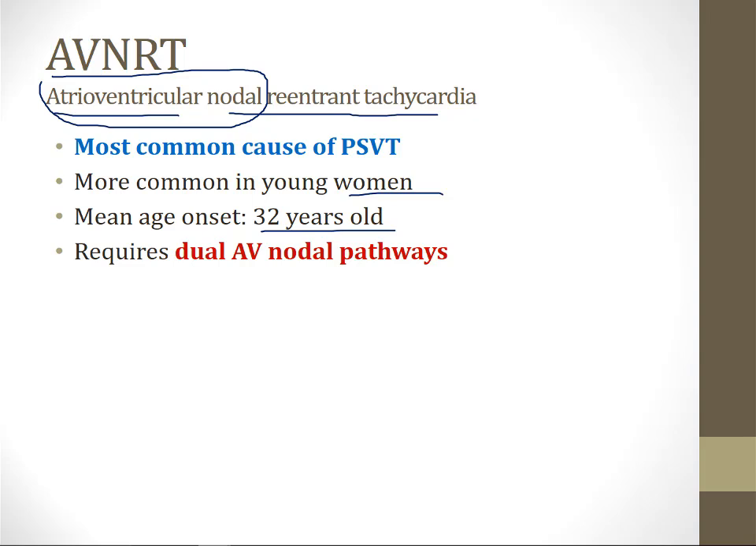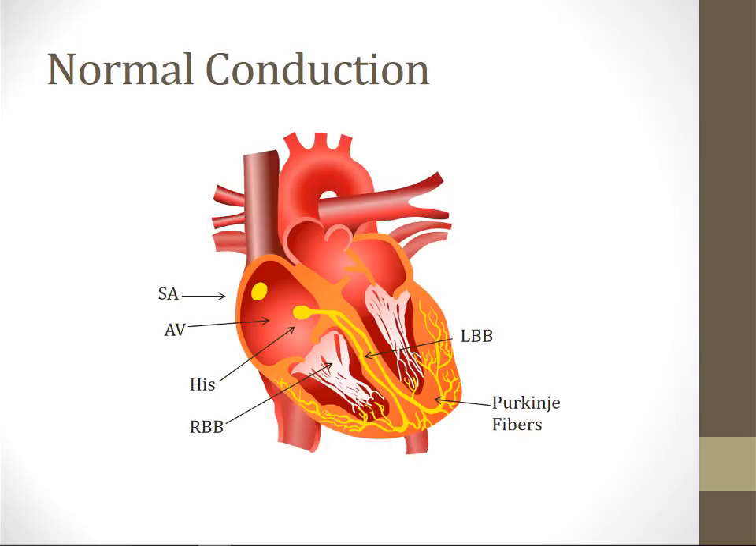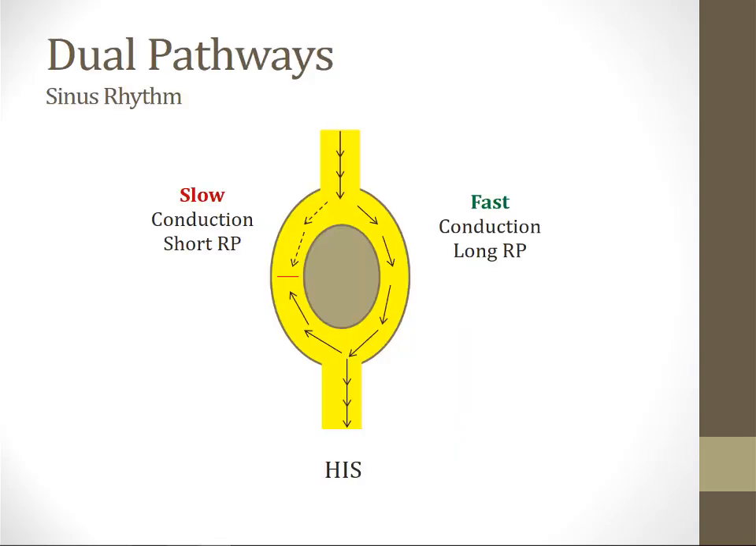And in order to have this tachycardia, there has to be something present in the AV node called dual AV nodal pathways. So let's talk about that now. Recall that in normal impulse conduction in the heart, impulses are generated by the SA node. They then travel through the AV node to reach the His bundle, the bundle branches, and the Purkinje fibers, and to depolarize the ventricles. In normal patients, all of the cells found in the AV node conduct electrical impulses at approximately the same speed. However, in patients with AVNRT, they have what's known as dual pathways in their AV node.